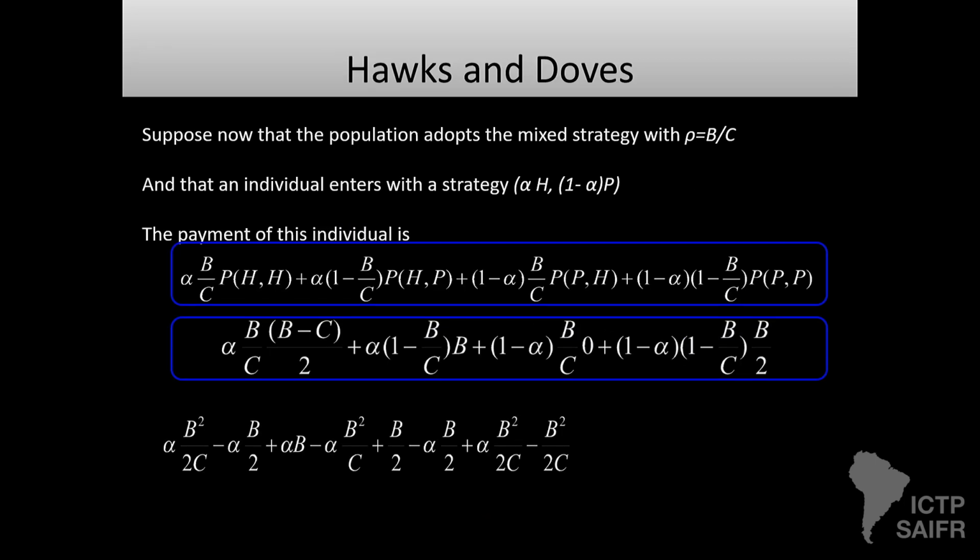Let's see. Suppose that the population adopts a mixed strategy, which is the Nash equilibrium. Suppose that another individual enters with a strategy that is not the Nash equilibrium, okay? Suppose that it's a different strategy. What I'm going to do is calculate the payoff of this individual against an individual that is playing the Nash equilibrium. So I make all the calculations.